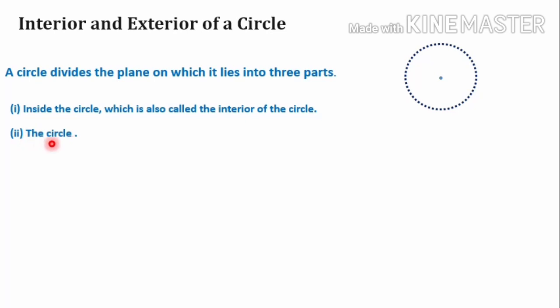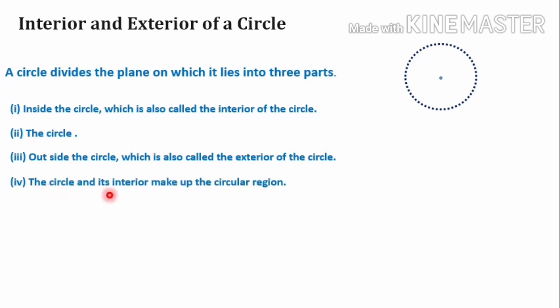Second one is the circle, means the collection of these dotted points, that is the circle. And the third one, outside the circle, which is also called the exterior of the circle. Outside the circle in the sense this portion, outer part of this collection of these dotted points. So the outer portion is called the outside of the circle, that is also called the exterior of the circle.